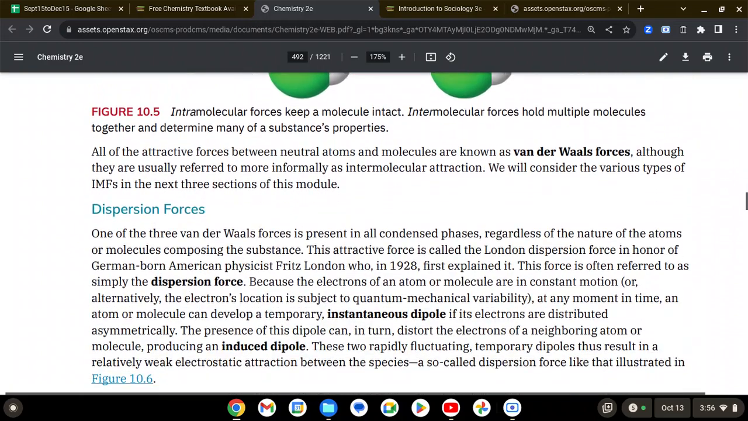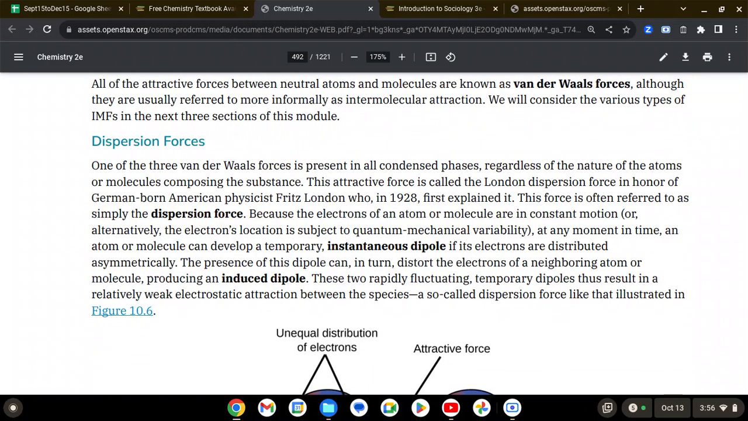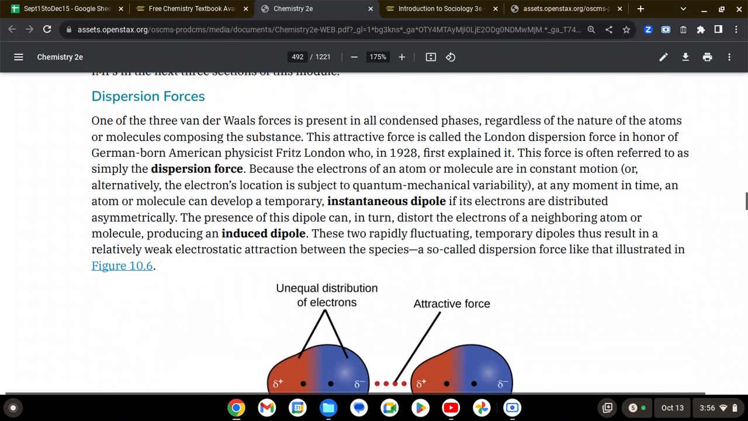430 kilojoules. All of the attractive forces between neutral atoms and molecules are known as van der Waals forces, although they are usually referred to more informally as intermolecular attraction. We will consider the various types of IMFs in the next 3 sections of this module. Dispersion forces. One of the 3 van der Waals forces is present in all condensed phases, regardless of the nature of the atoms or molecules composing the substance.